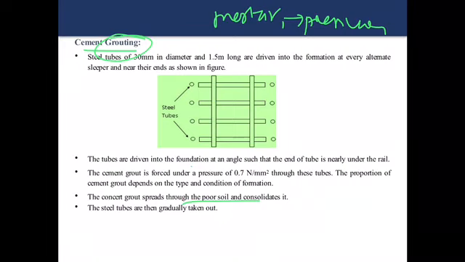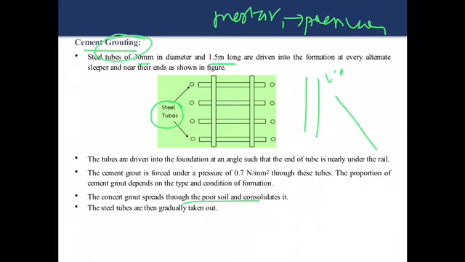Now what we have to do in the formation is first drive the steel tubes. The steel tube should have a diameter of 30 mm and be 1.5 meters long. That will be driven into the formation. The place where the steel tube has to be driven is shown here in the picture. Usually at the sides, a little away from the sleepers, the steel tube has to be inserted. When you insert this steel tube, it should not be inserted vertically. Instead, it will be driven at a certain angle such that the bottom of the steel tube will be below the rail position of the rails.